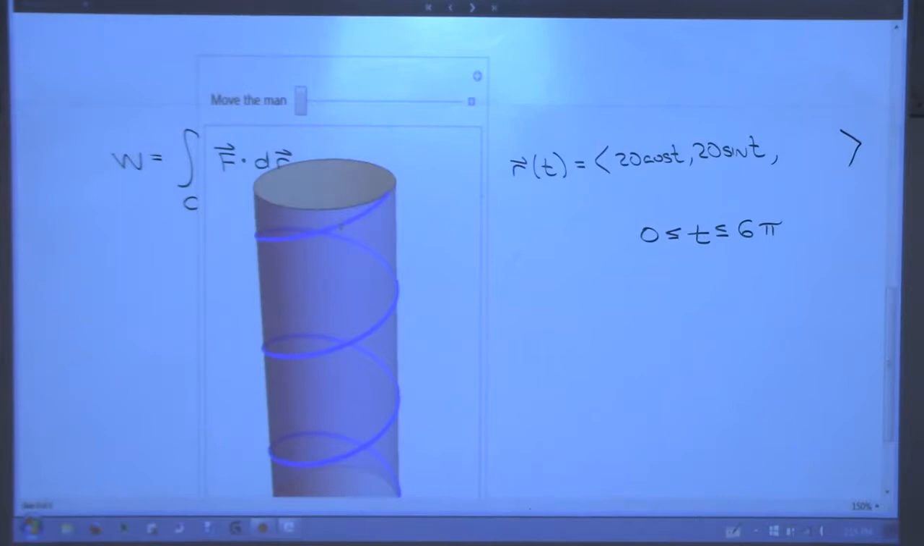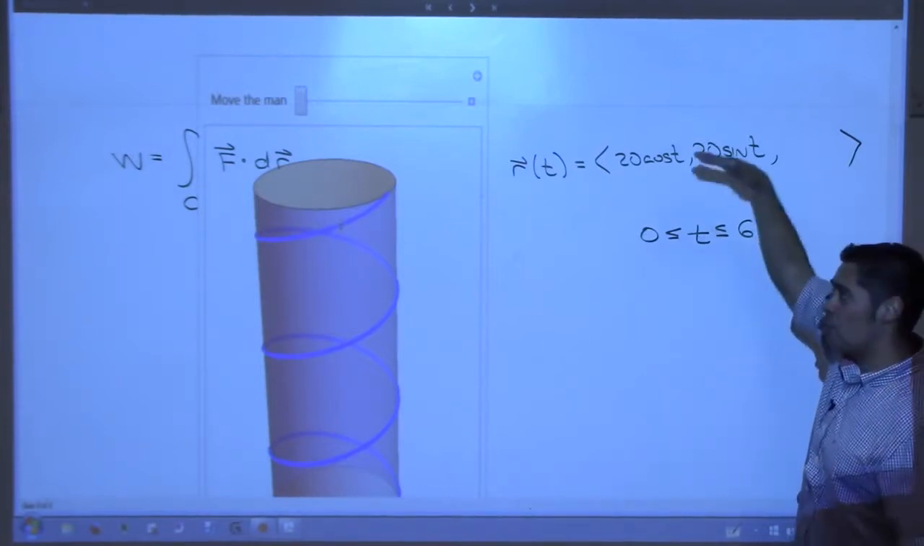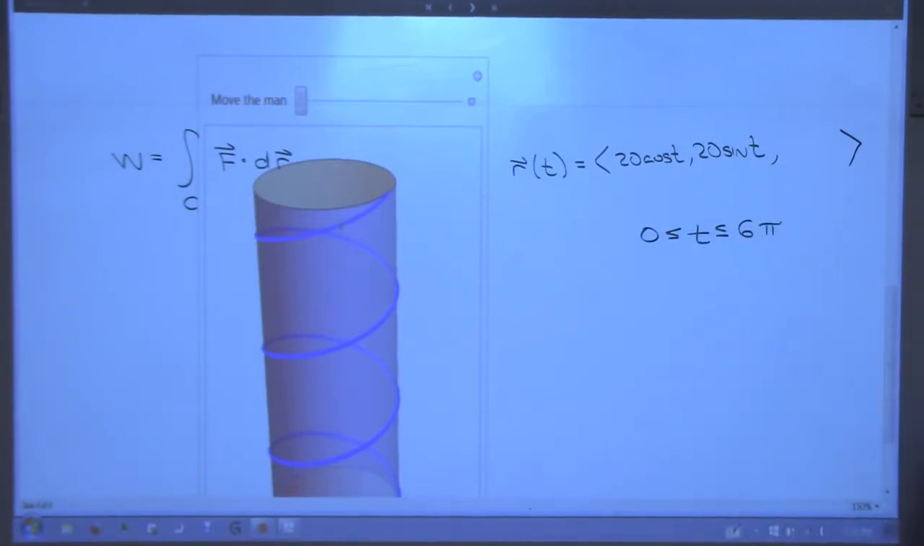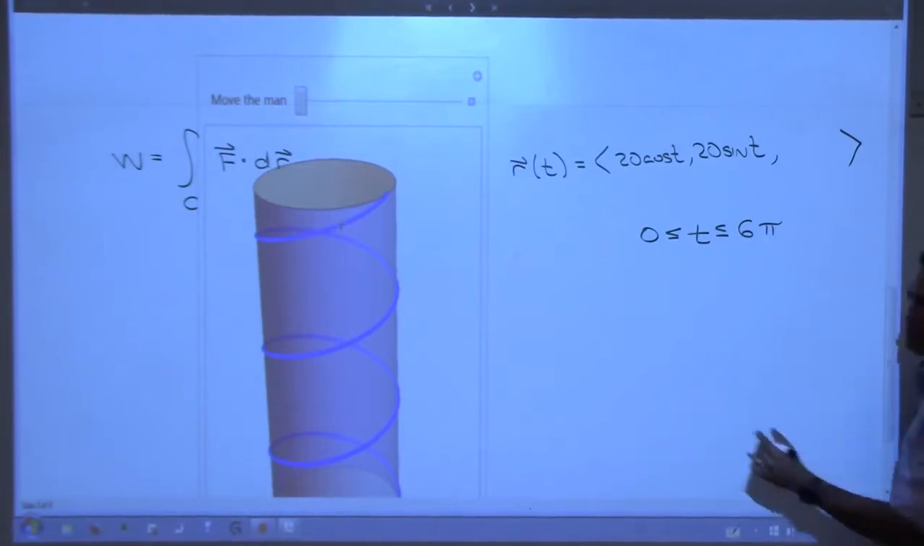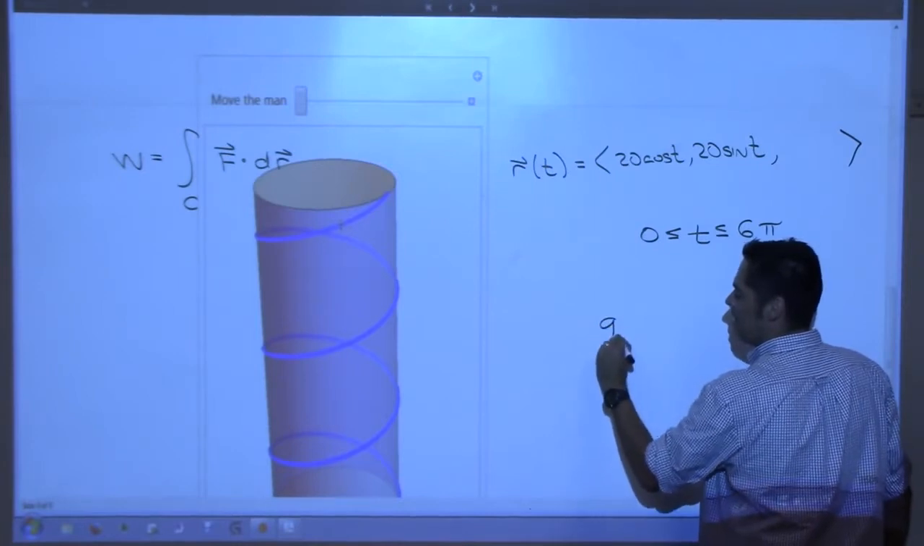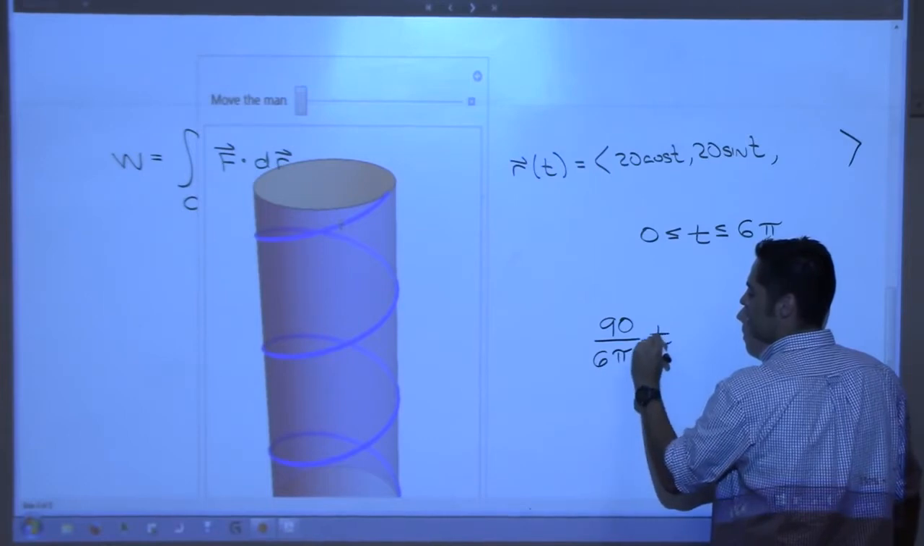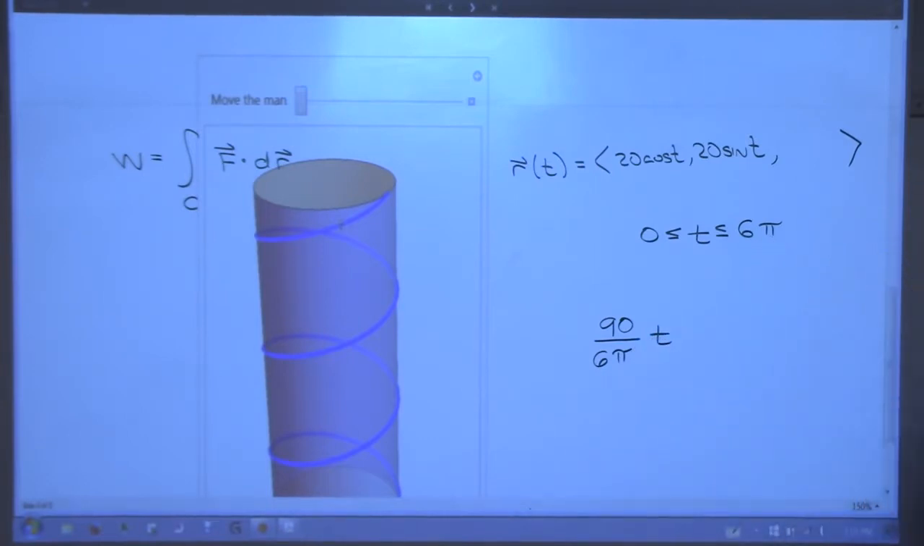So what do y'all think? Think this through. At t equals 0, where do you need to be in terms of height off the ground? 0. And at t equals 6 pi, you need to be where? 90. 15 over pi t. You already reduced, right? 90 over 6. There you go. Okay, we'll start with that. You want this 90 over 6 pi t. Look at this. That's what's going to go here.